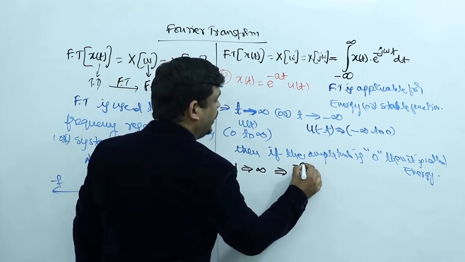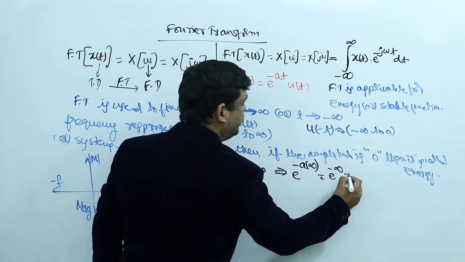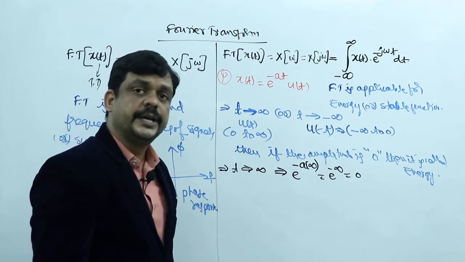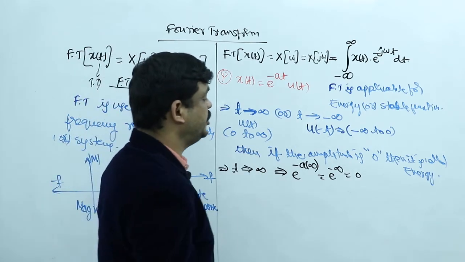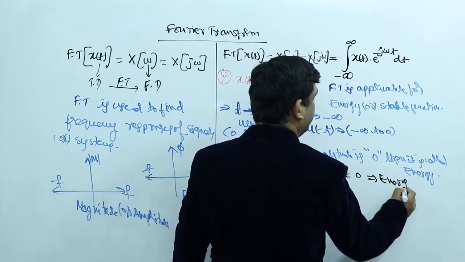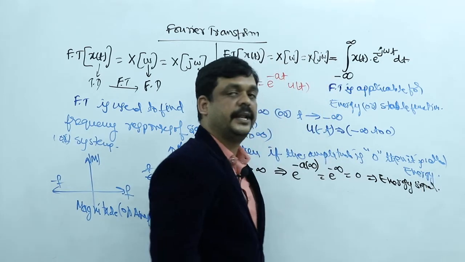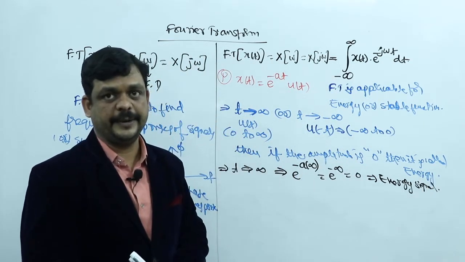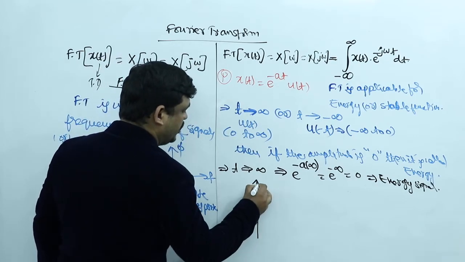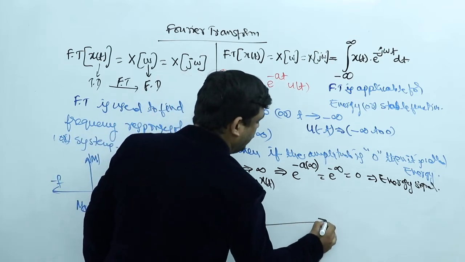e to the power of minus a into infinity becomes e to the power of minus infinity. e to the power of minus infinity is 0, right? So e to the power of minus infinity is 0, then the signal is energy signal. Then Fourier transform is applicable here. First of all, I want to draw the graphical representation of this function x of t, the function changing with respect to time axis.